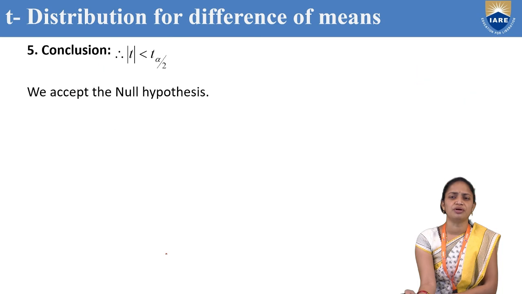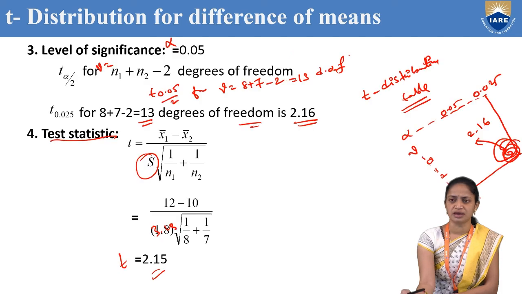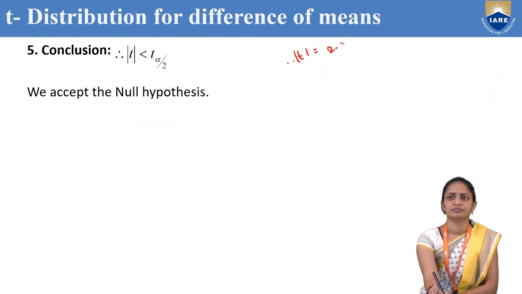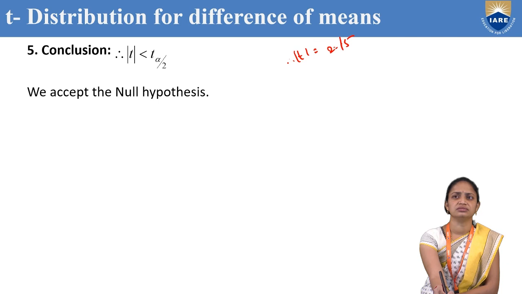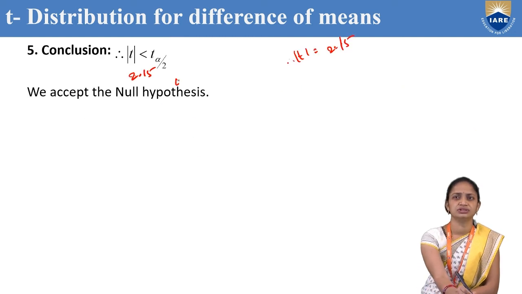But we need the modulus of t. Therefore, modulus of t is also the same, 2.15. So this is 2.15 and t alpha by 2, that is the 0.025 value, is 2.16. So this is 2.15 and this is 2.16.